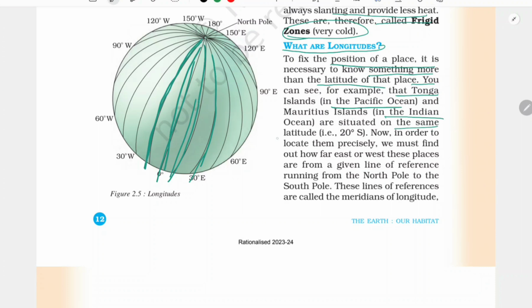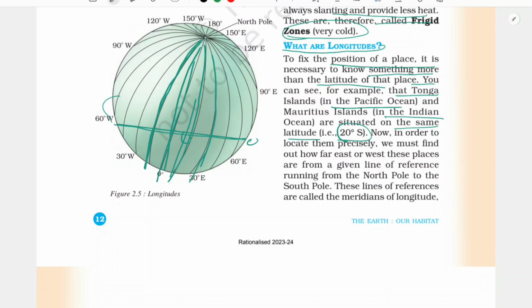So you can see, for example, that Tonga Island in the Pacific Ocean and Mauritius Island in the Indian Ocean are situated on the same latitude, that is 20 degrees south. This is the latitude line and this is the 20 degree. So one is located on the front side of 20 degree and another on the back side of 20 degree. And both are in the southern hemisphere.